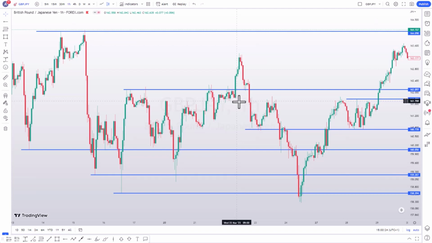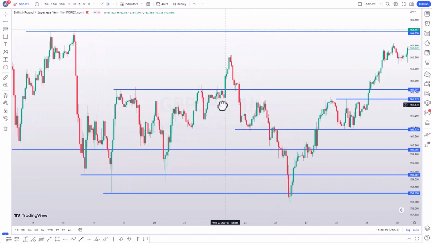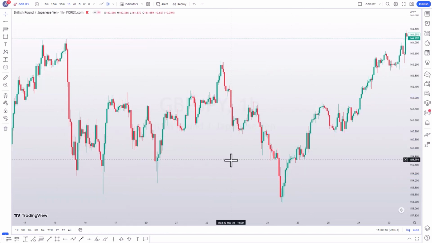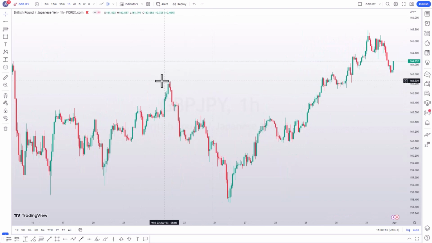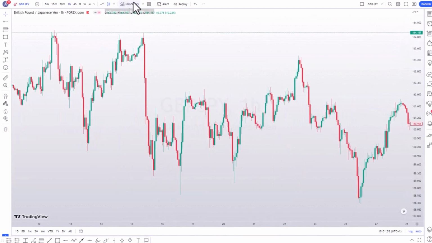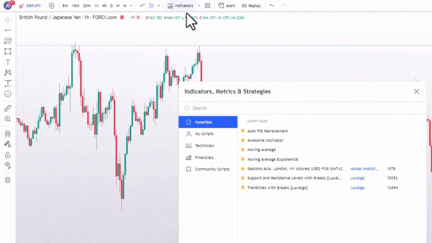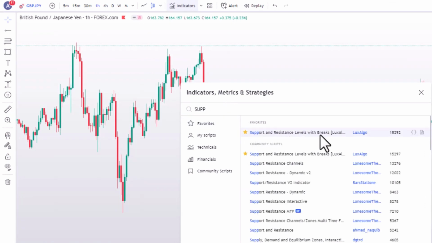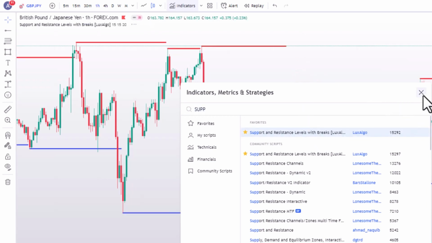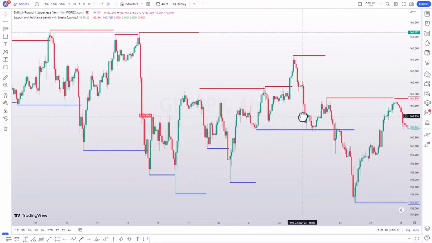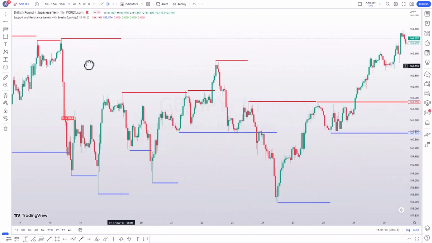Let me show you. But first, I believe there are people who will be having difficulties to really establish these levels. So I came up with an idea by using an indicator which will help you identify this extreme point of the market, the wicks, the highest and the lowest price point. So just go on your indicator tab. Upon clicking it, search for support and resistance. You see support and resistance level with breaks. You click on it. Upon clicking on it, you see it automatically identifies these levels, this highest and lowest price point in the market for you.